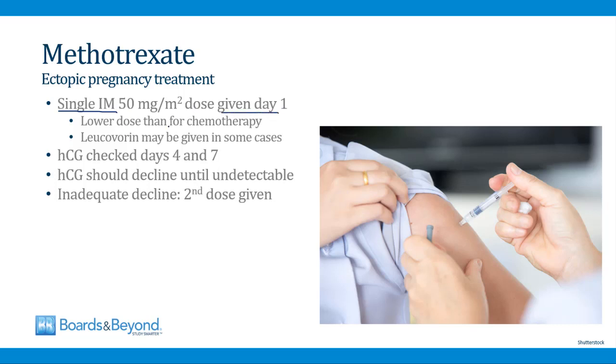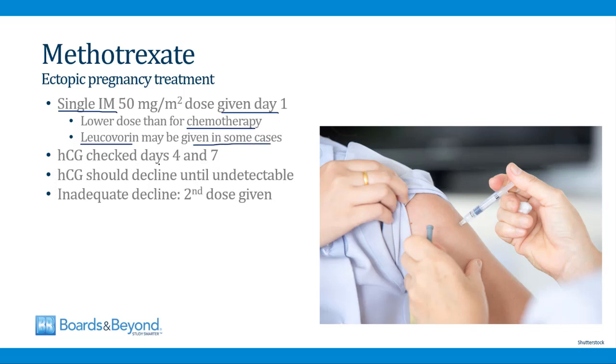This is a lower dose compared to when methotrexate is used for chemotherapy, and therefore it has a lower risk of adverse events compared to methotrexate chemotherapy. You may know that when methotrexate is used as chemo, it's often given together with leucovorin to rescue folate metabolism. Leucovorin is not always necessary in women treated for ectopic pregnancy, but it is given in some cases.